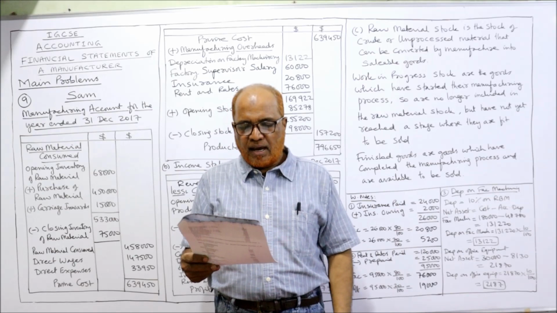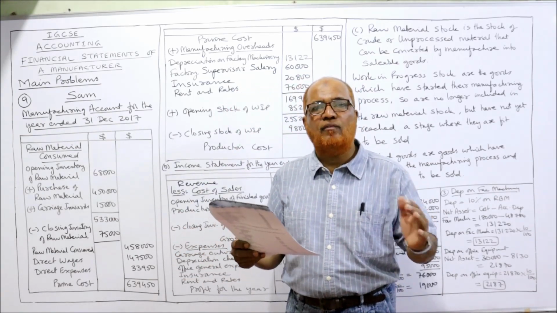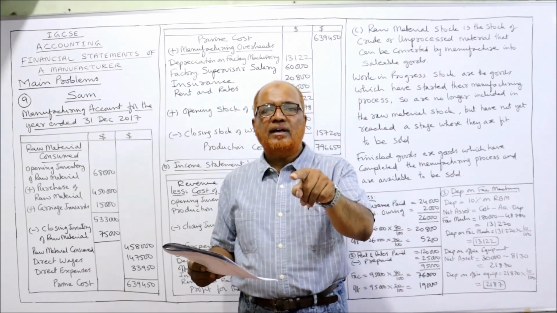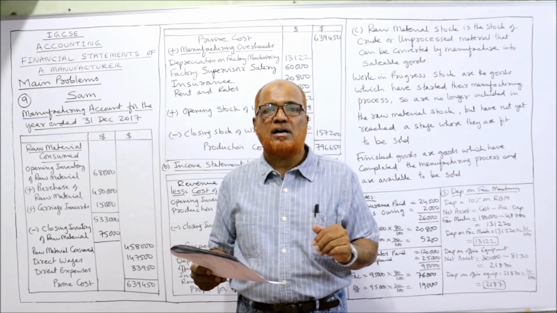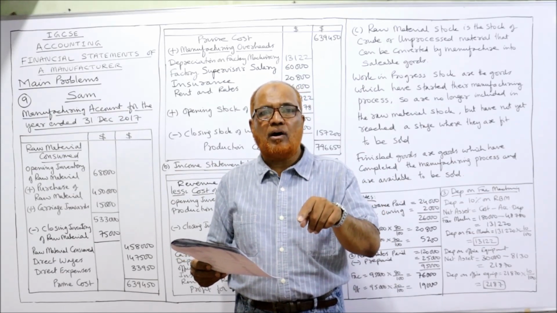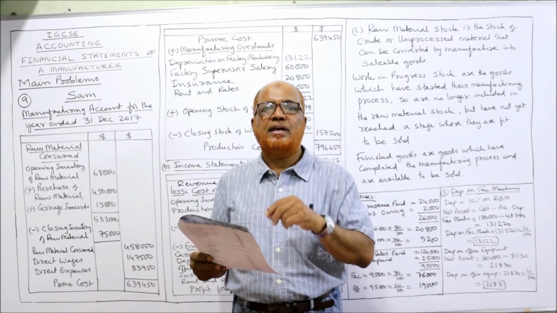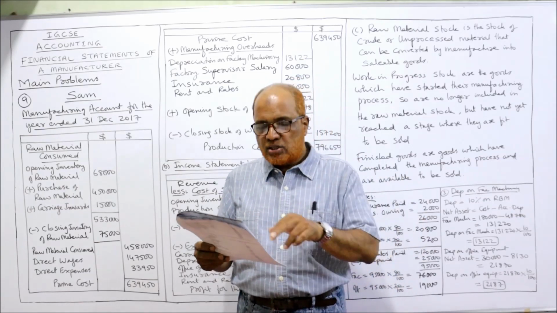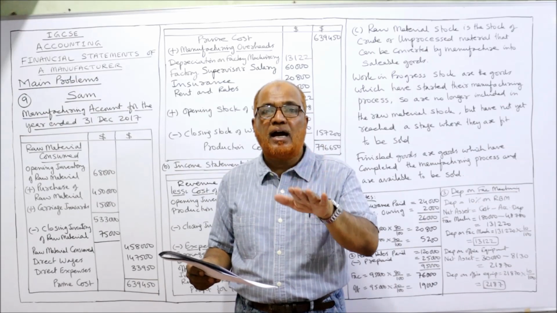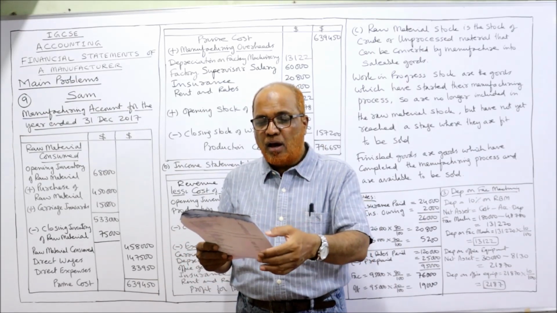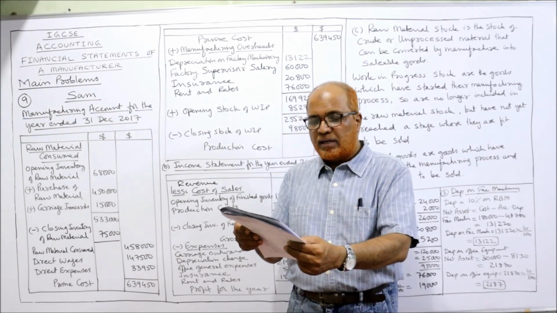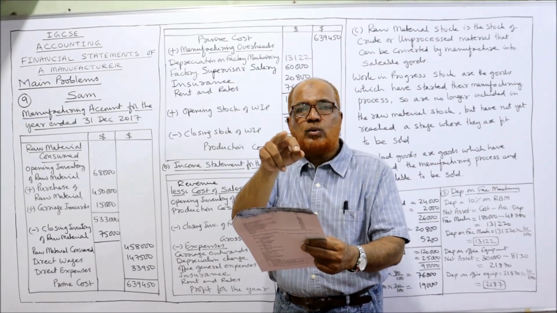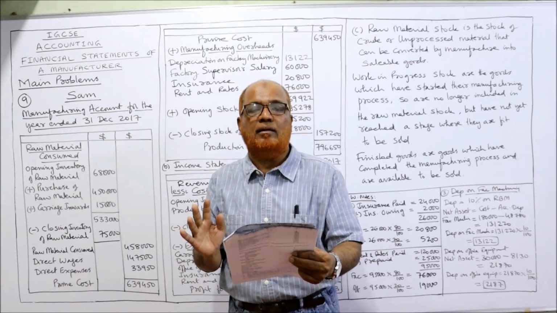Additional information. At 31st December 2017, end of the year, rent and rates prepaid. So at the end of the year, some other receivables and other payables are there. This prepaid is an other receivable. This rent and rates prepaid is an other receivable. So this rent and rates prepaid should be deducted from rent and rates paid. How much are the rent and rates paid? 1,20,000. You can see here, rent and rates paid 1,20,000. From that 1,20,000, deduct prepaid. How much is the prepaid?